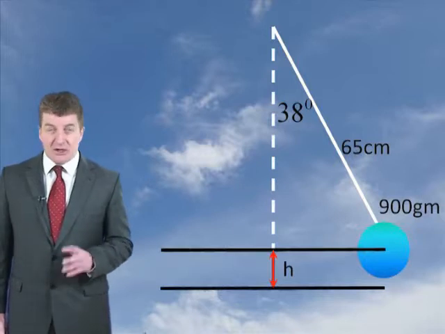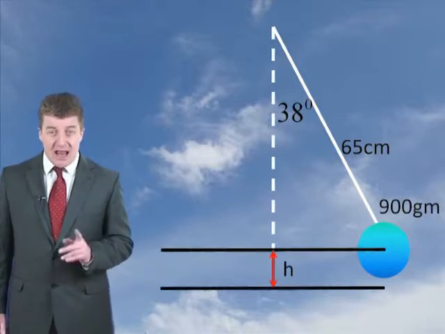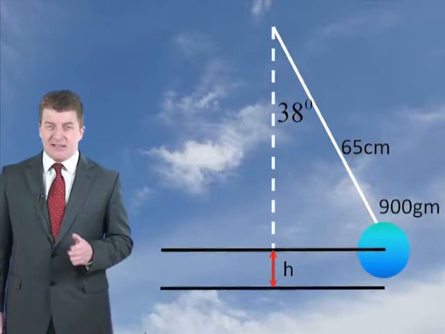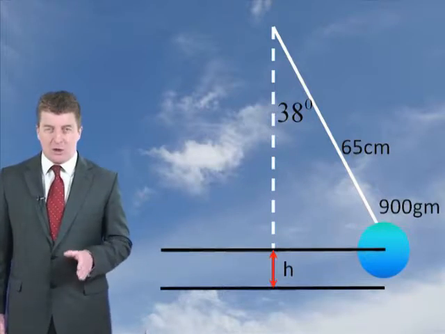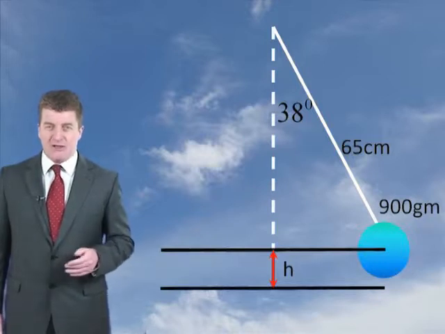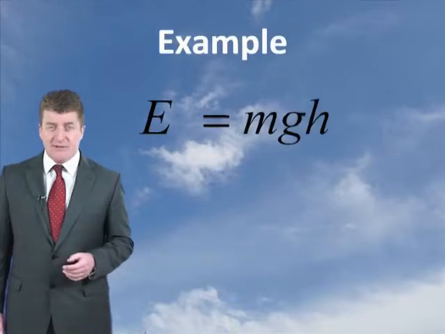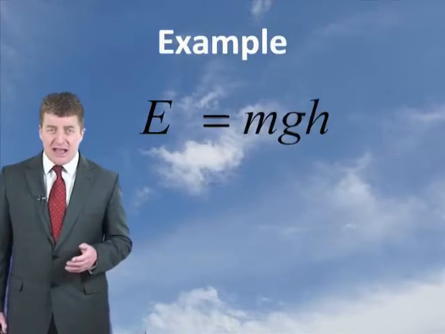I want you to determine the gravitational potential energy in the pendulum, and then I want you to determine the maximum speed of the pendulum as it passes the vertical when it's released. So what maximum speed will it have? That's what we need to work out. So how do we determine the gravitational potential energy? Well, this is the formula, E equals mgh.